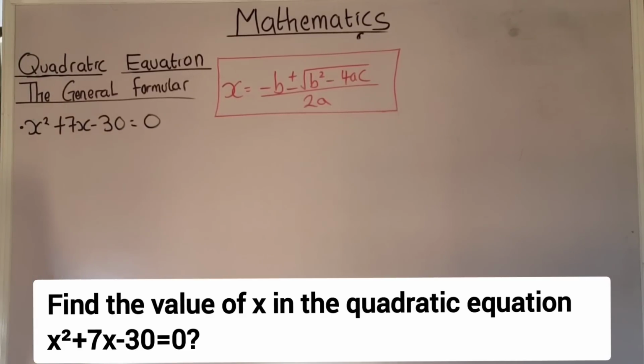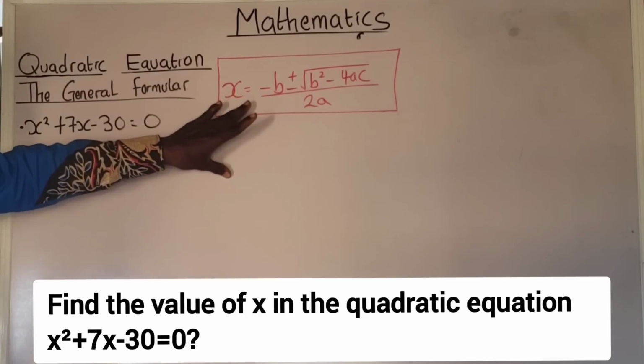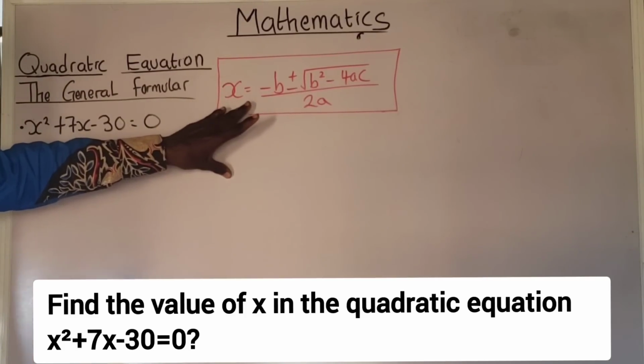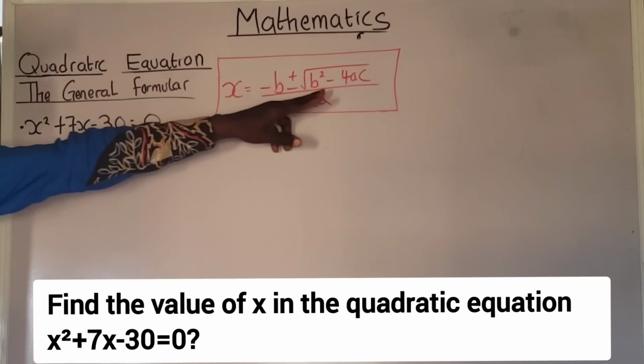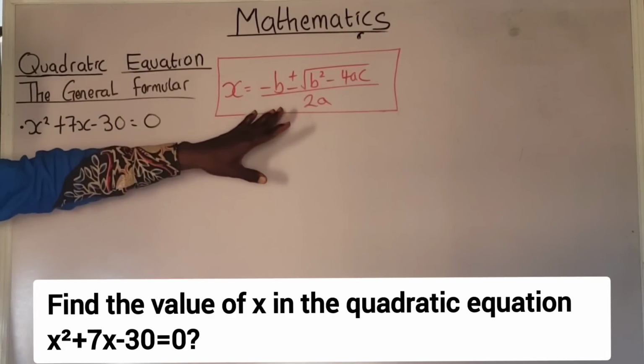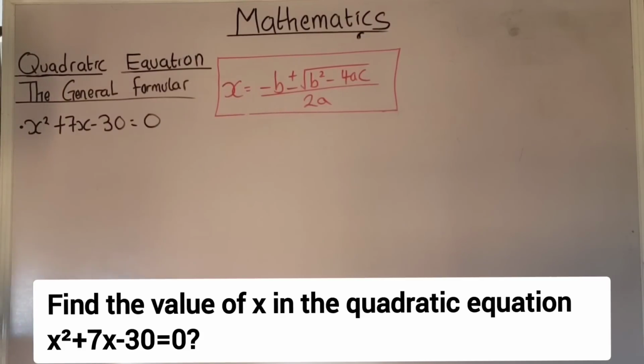Okay, now you know that we've learned how to derive the general formula of the quadratic equation. This is the general formula. This formula is also known as the quadratic formula. Do you understand? Okay, so now from this formula we need to know our a, b and c, because in the formula we have a, b and c as the parameters. Do you understand what I'm saying?